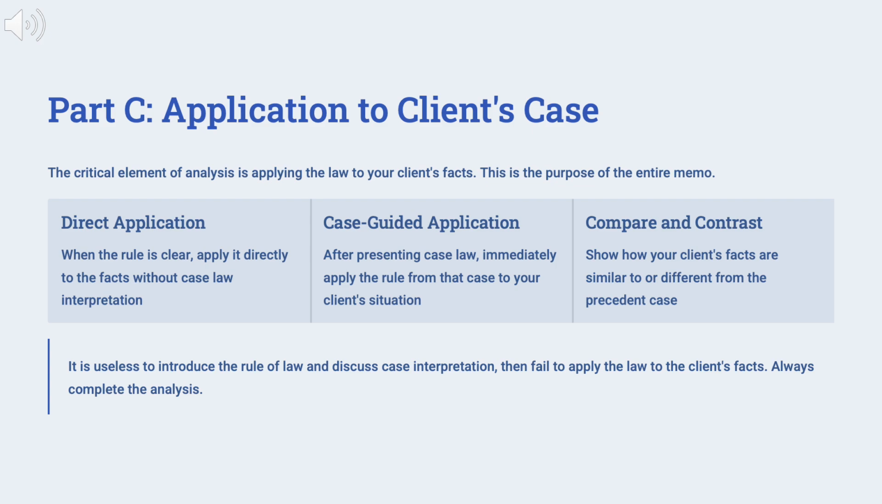When the rule is straightforward and its meaning is clear without case law elaboration, the application follows directly from the rule itself. The relevant facts are identified, measured against the legal standard, and the result is stated. When case law has been discussed in Part B, the application follows immediately after each case, connecting the principle the court established to the facts of the client's situation. This structural choice keeps the rule and its application proximate in the text, which makes the analysis easier to follow.